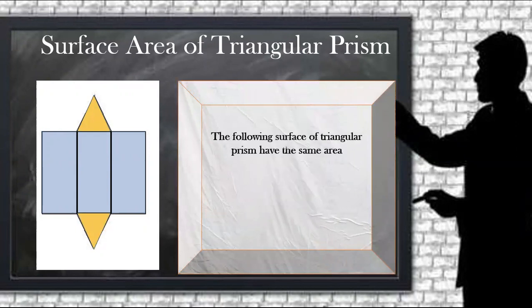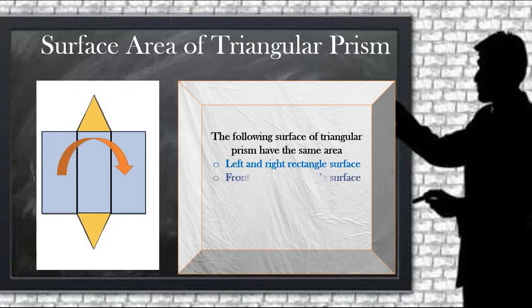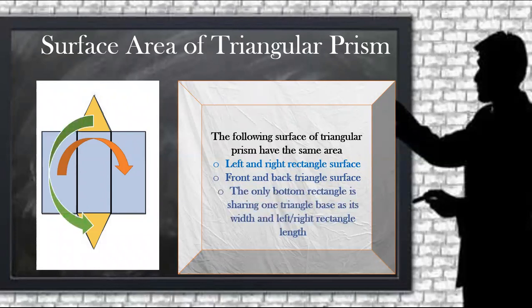The following surfaces of the triangular prism have the same area. The left and right rectangle surfaces have the same area. The front and back triangle surfaces have the same area. Only the bottom rectangle is different, sharing one triangle base and width, with the left and right rectangle length.